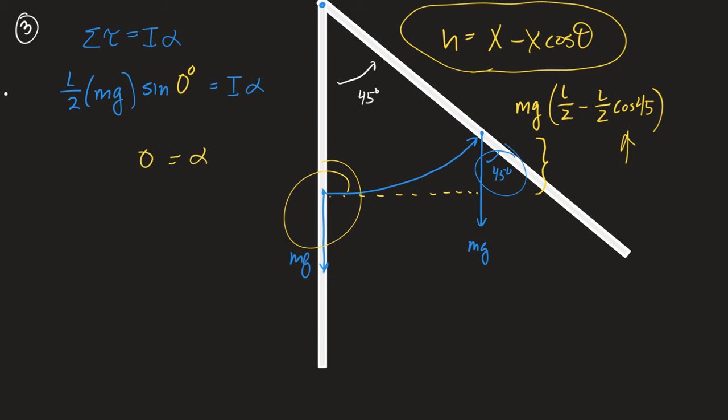Well, the tangential acceleration for any point along the length of the meter stick is equal to alpha times r, my position along the meter stick or my position along the rod. But if alpha is 0, the tangential acceleration must also be 0.